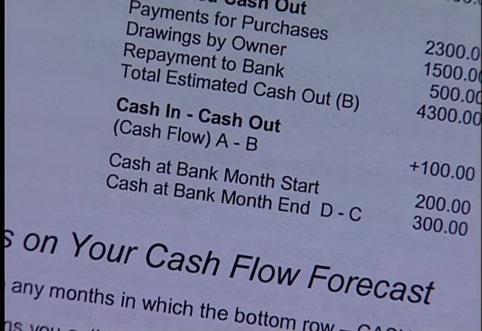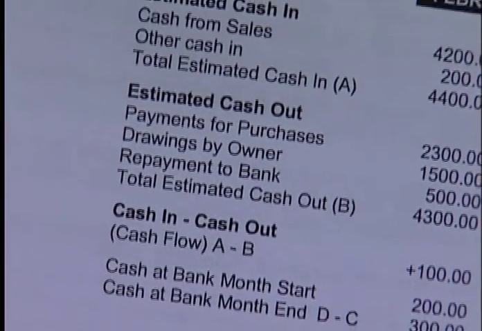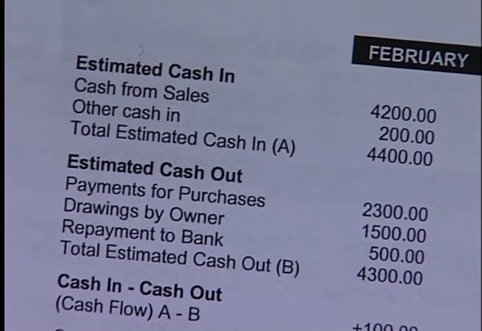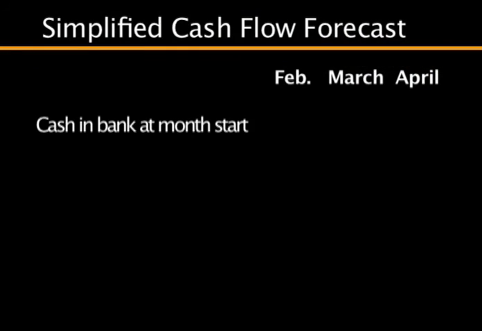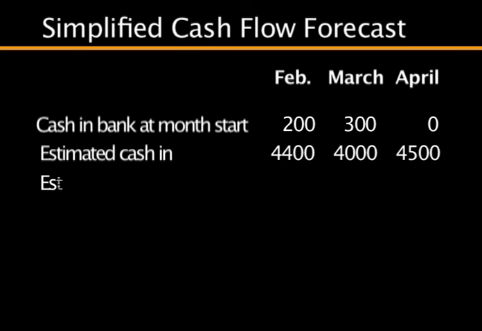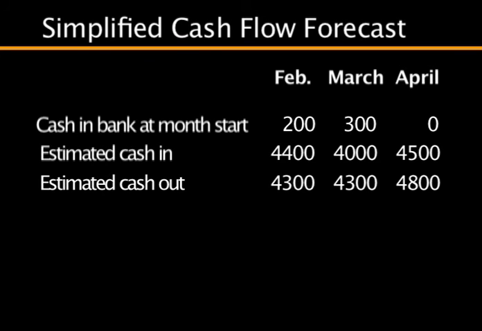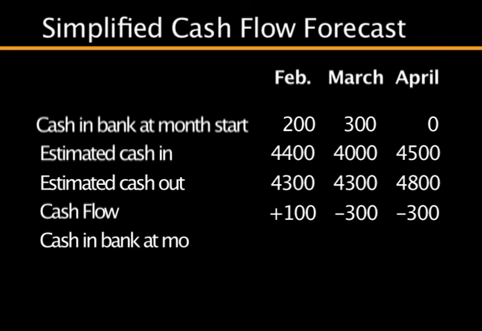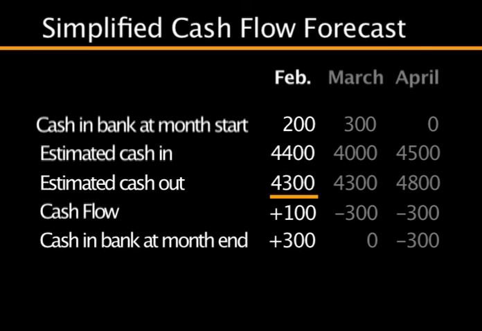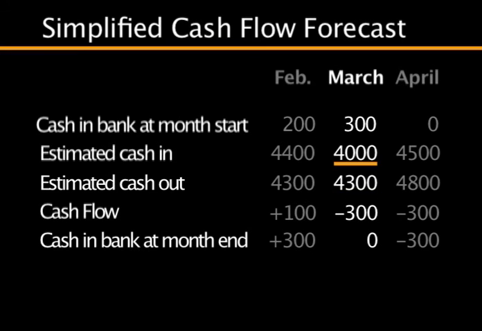Look at the example of a cash flow forecast in your workbook. Here is the simplified version. Cash in bank at month start. Estimated cash in. Estimated cash out. Cash flow. Cash in bank at month end. It's obvious that if more cash flows in than out over a given period, the cash at bank will increase. And of course, the reverse can happen. More cash out than in will reduce the cash at bank.